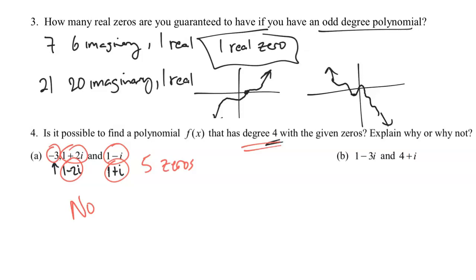Now, what about letter B? If we have 1 minus 3i and 4 plus i, that means we've got 2 more zeros as well: 1 plus 3i and 4 minus i. And if I don't have any more zeros other than that, then yes, it is possible to have a degree 4 polynomial that has 1 minus 3i and 4 plus i as its zeros, because the other 2 zeros would be the conjugate pairs.